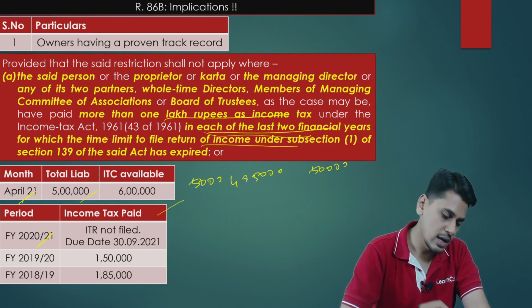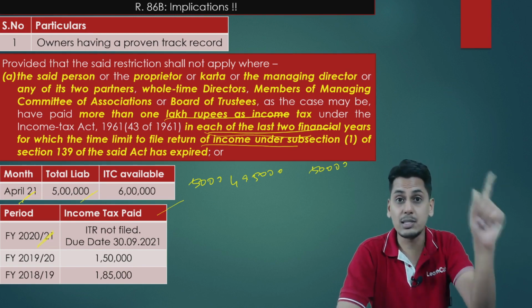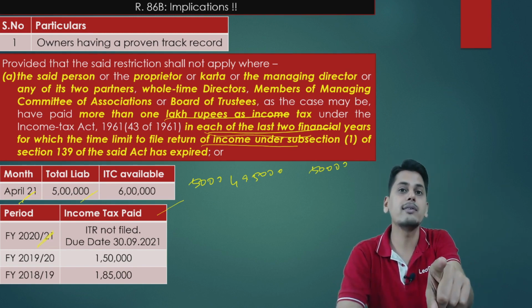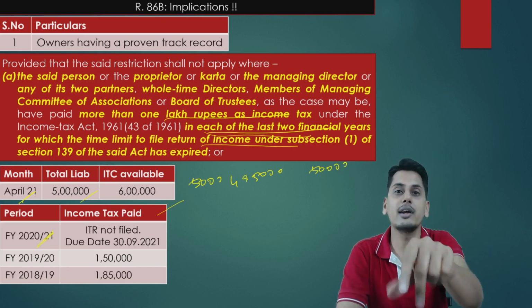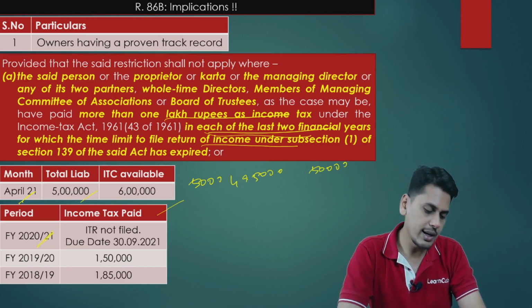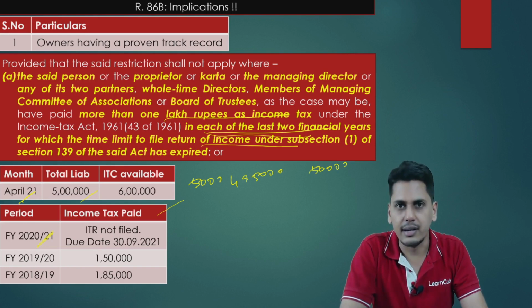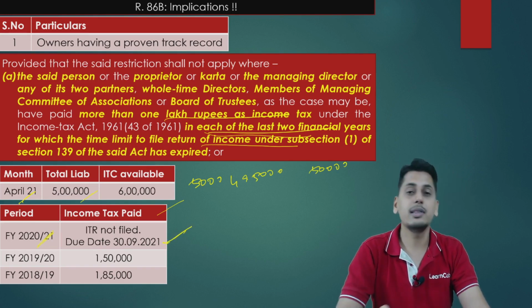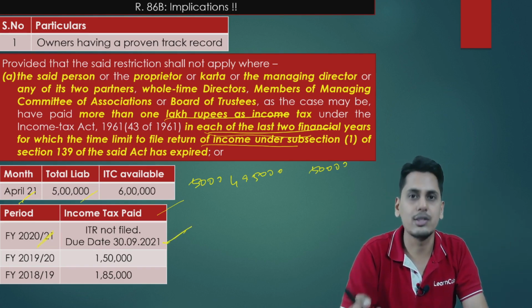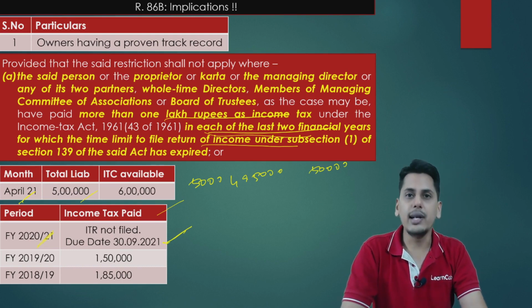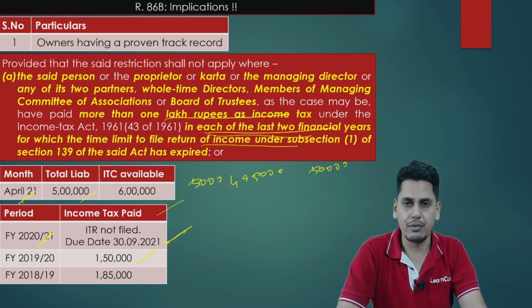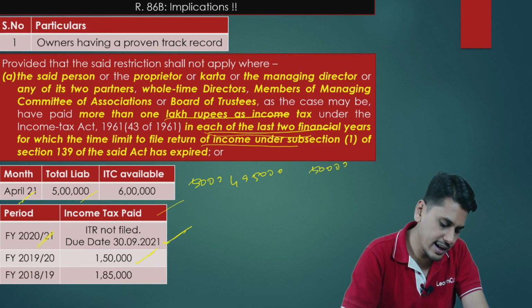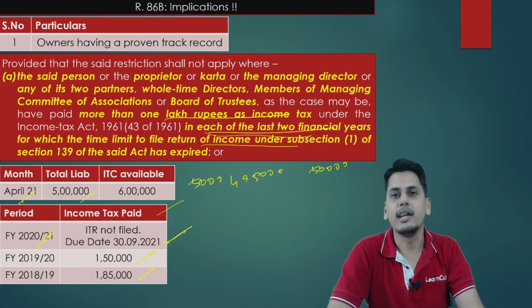The data given is for financial year 2021. We are speaking about the tax period April 21, where the financial year 2021 has already lapsed. Financial year 2021 income tax return is not filed. The due date happens to be 30th of September 2021, assuming. Financial year 1920 income tax paid is 1,50,000. Financial year 18-19 income tax paid is 1,85,000.